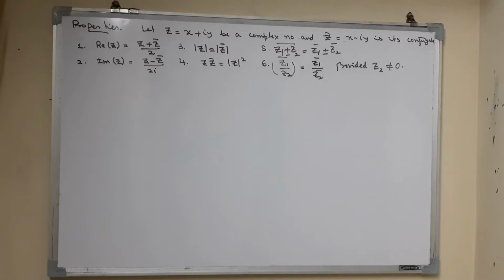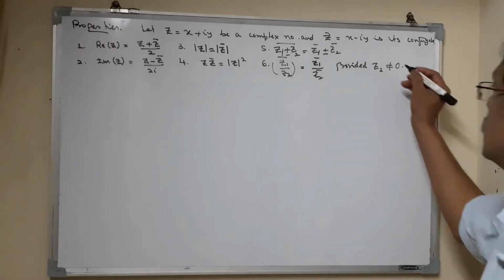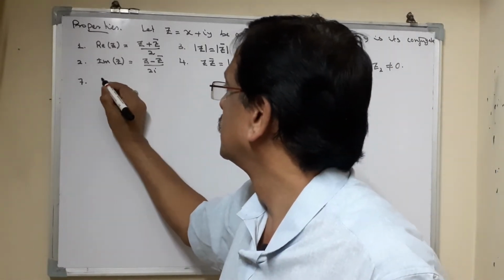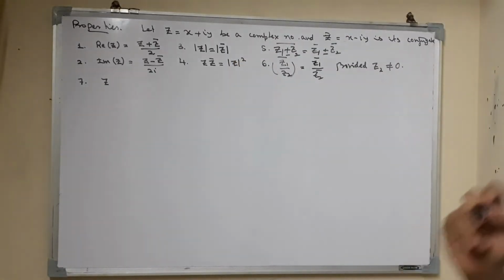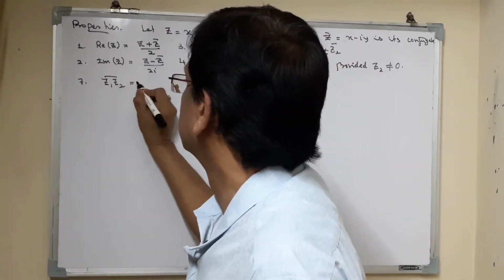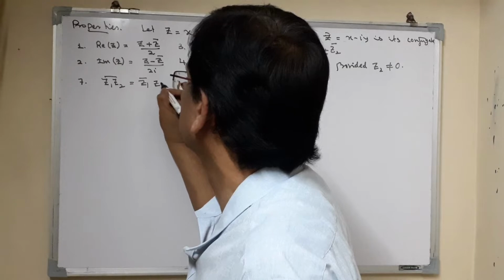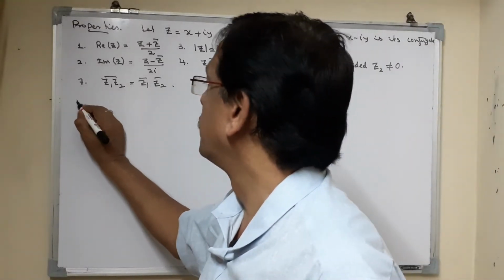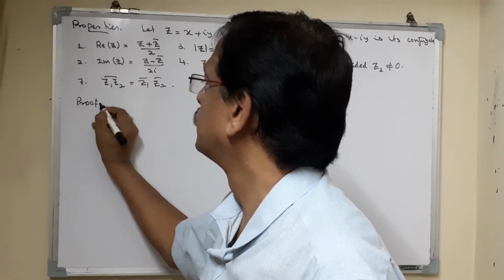Now, we have different kinds of this. Also, the seventh one, I'll write down the seventh one here. z1 z2 whole bar is equal to z1 bar into z2 bar. The proofs are very simple. Let me prove them one by one.